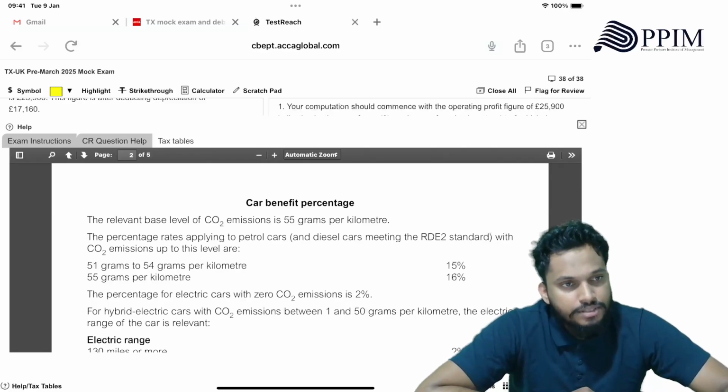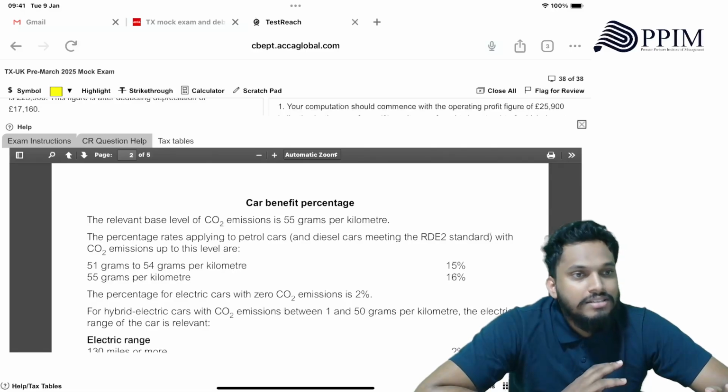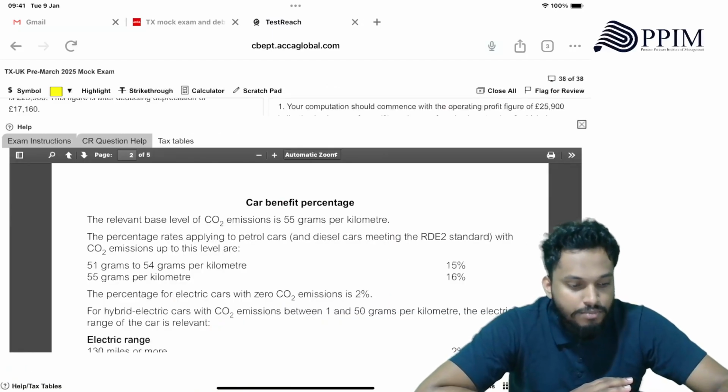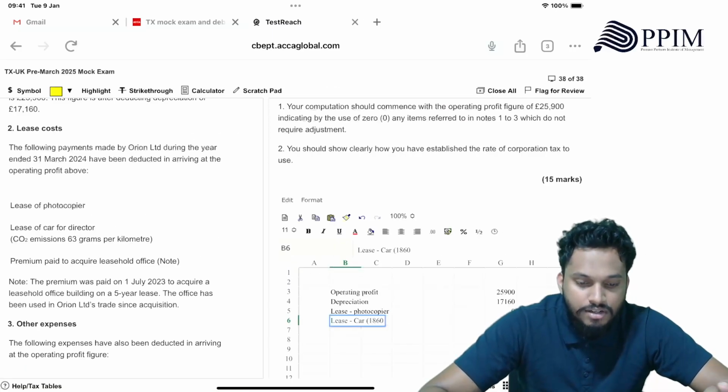However, when it comes to income tax, it's a different strategy because you need to differentiate between your private usage and the business usage. Here we don't need to take that 63 grams. So you need to take what? 15% is the disallowable expense in this scenario.